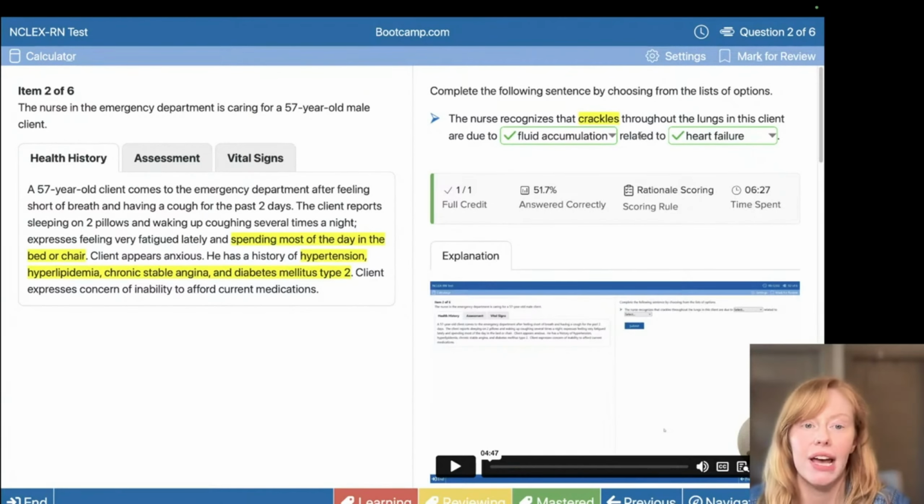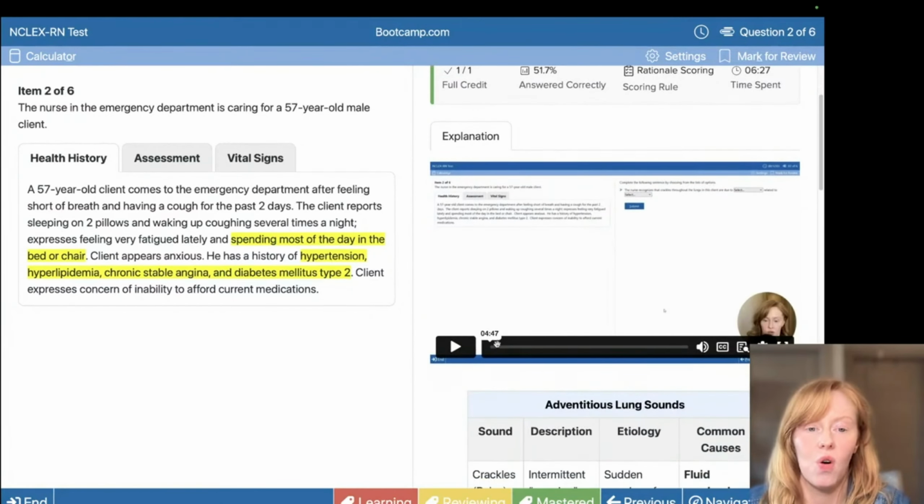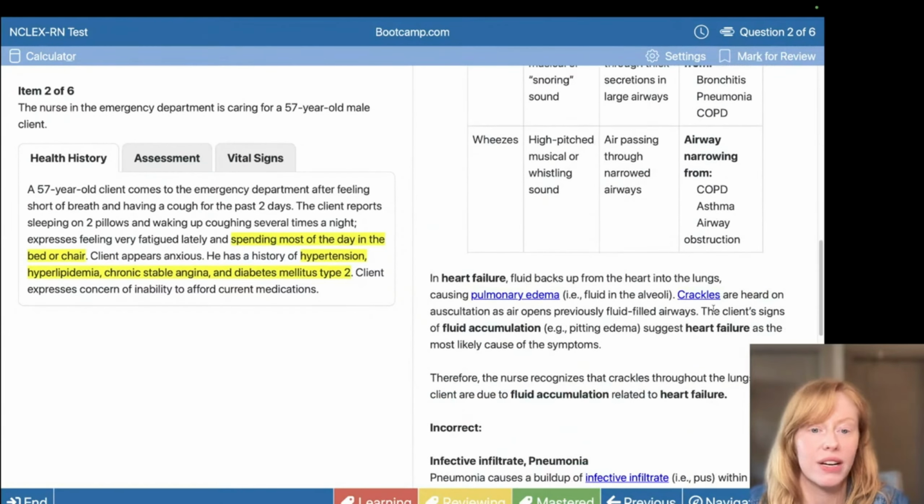And we are correct. And remember, if you're ever confused about anything in these case studies, you can come down here and watch these video explanations and read our written explanations as well.